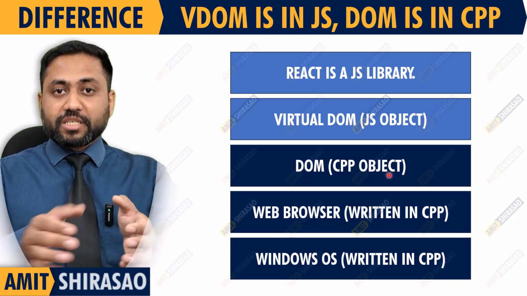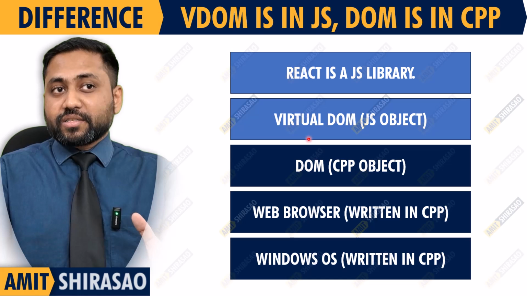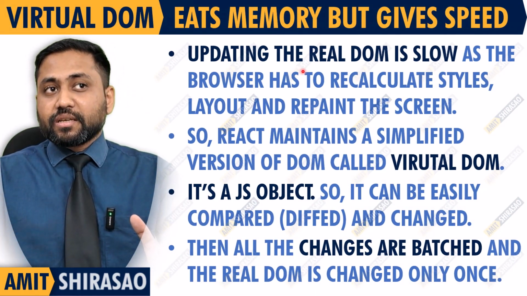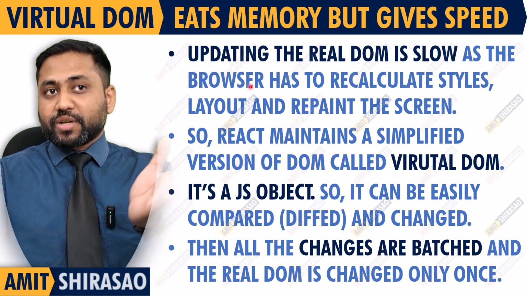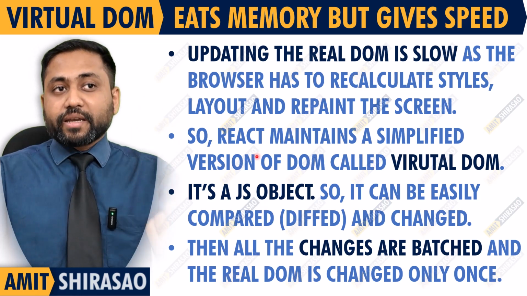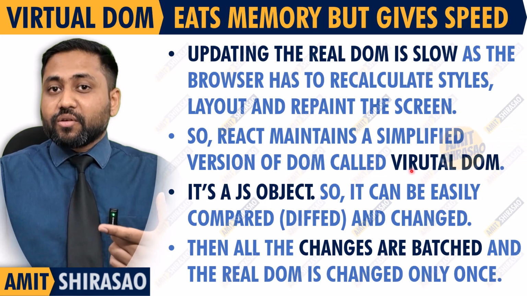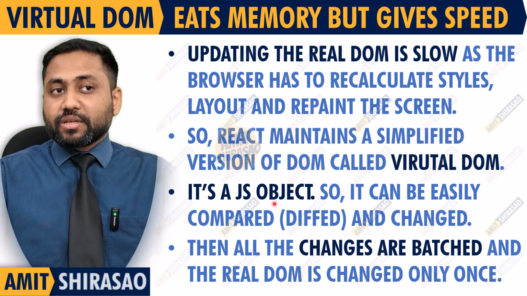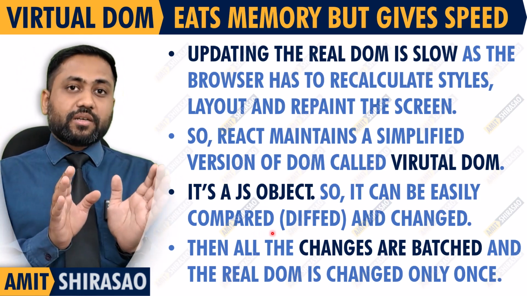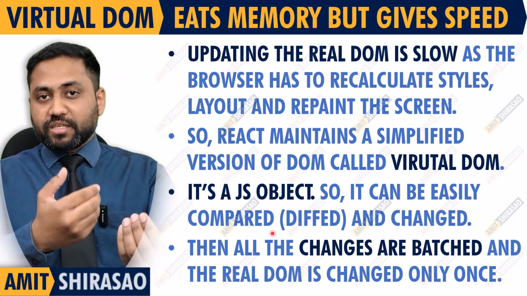DOM is a C++ object. Inside it there are multiple objects, right? Now what React does is this: updating the real DOM is slow, as the browser has to recalculate the styles, layouts, and repaint the screen. So what React came up with is that React maintains a simplified version of the DOM called the virtual DOM. It is a JavaScript object, so it can be easily compared. It compares it with the actual DOM, and this is called diffing, meaning finding the difference.